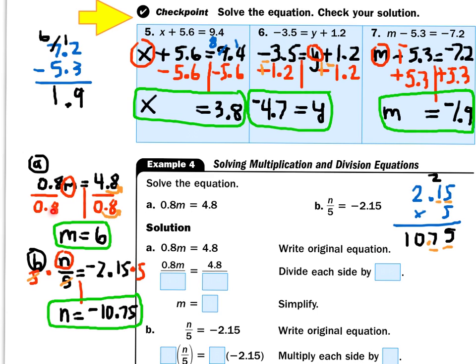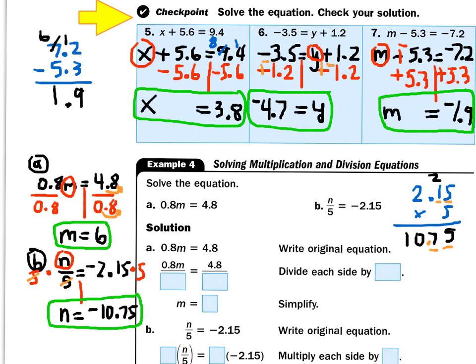So 0.8 divided by 0.8 gives me that invisible positive 1. I let the m slide down. I let the equal sign slide down. And then I have 4.8 divided by 0.8. Well, remember the in and out trick. I can move that decimal point to make the outside number 8, and then I have to move the decimal point to make the inside number 48. So 48 divided by 8 would give me positive 6.